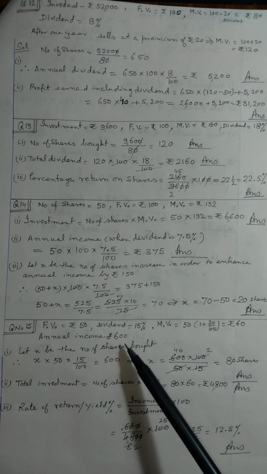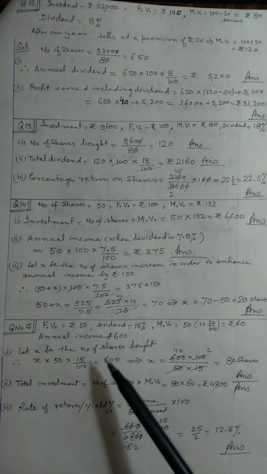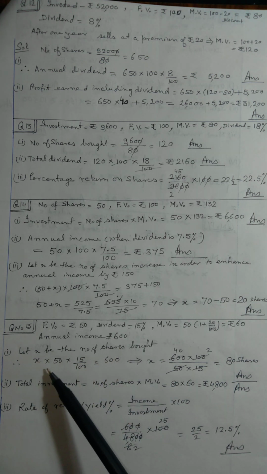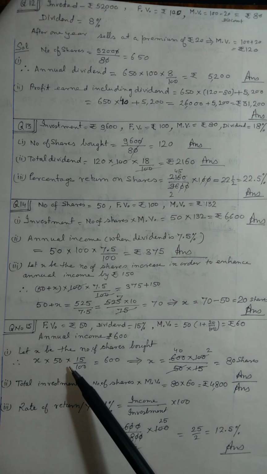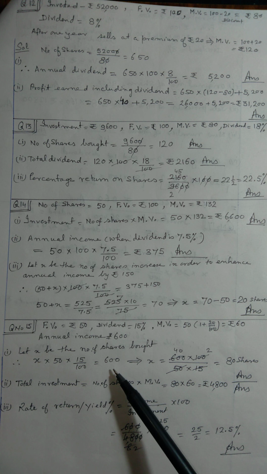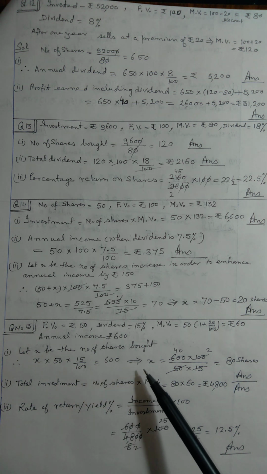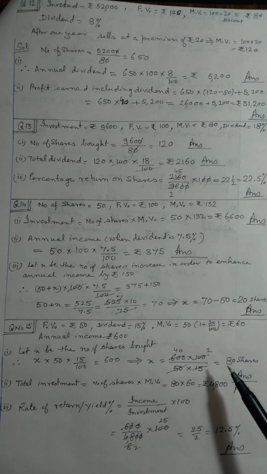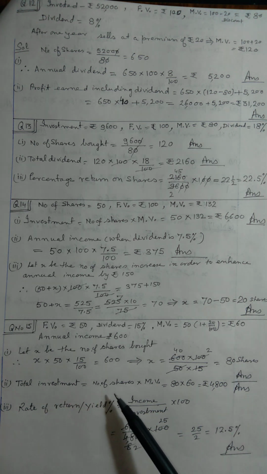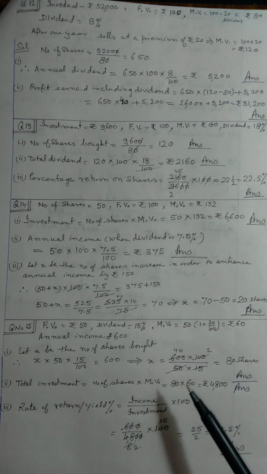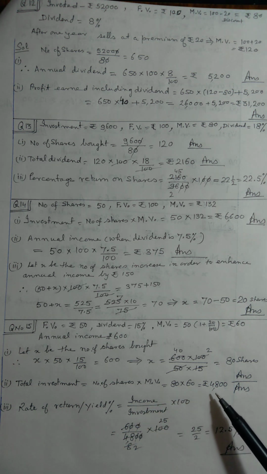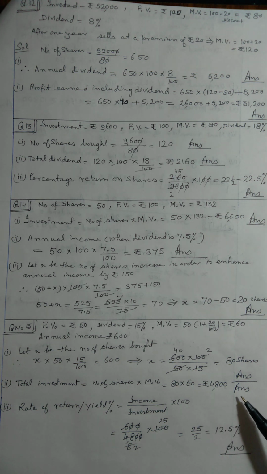Annual income is given already, that is 600. Let X be the number of the shares bought. So X into 50 into 15 by 100, that will be equal to 600. So you solve this equation, X will be equal to 80 shares. The total investment will be number of the shares into market value. That is 80 into 60, that will be equal to 4,800.